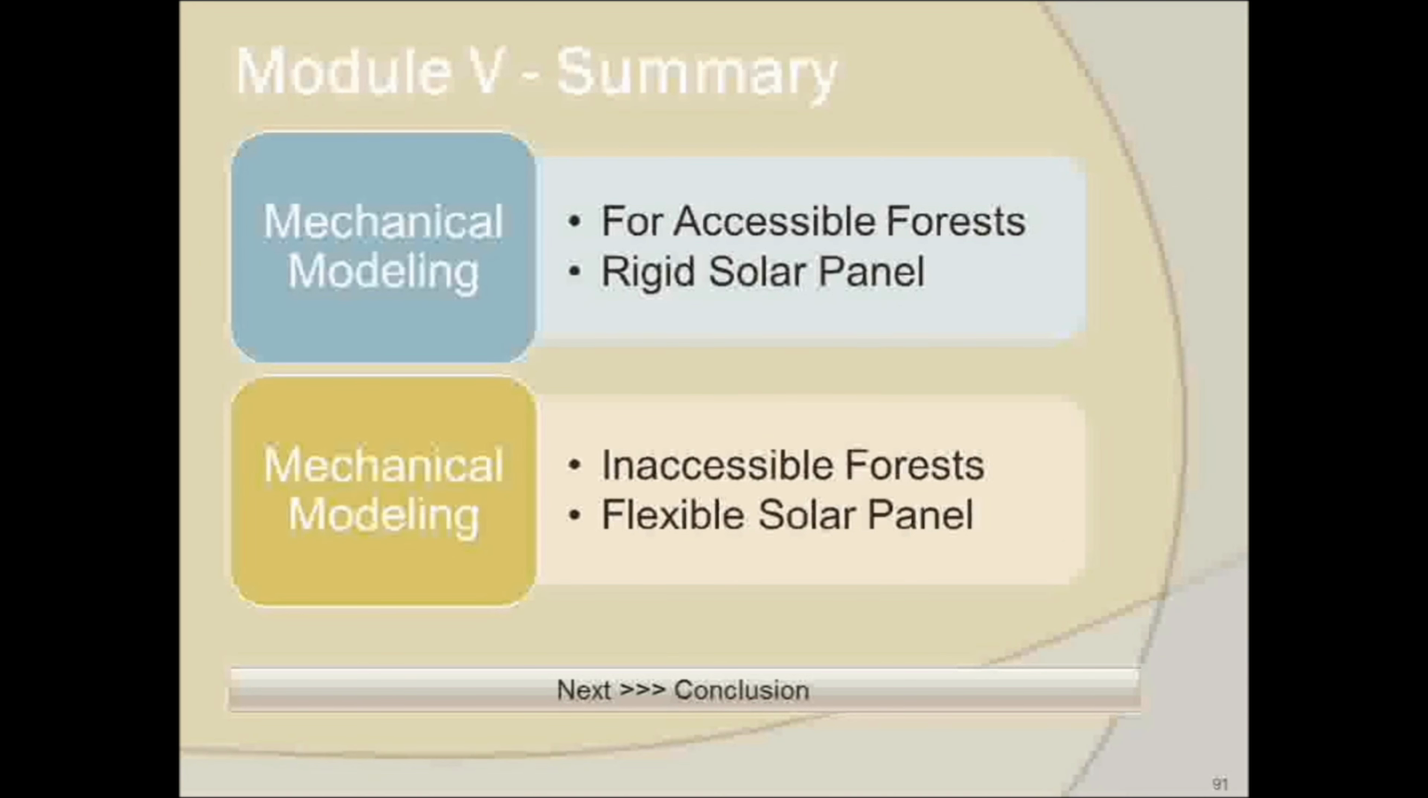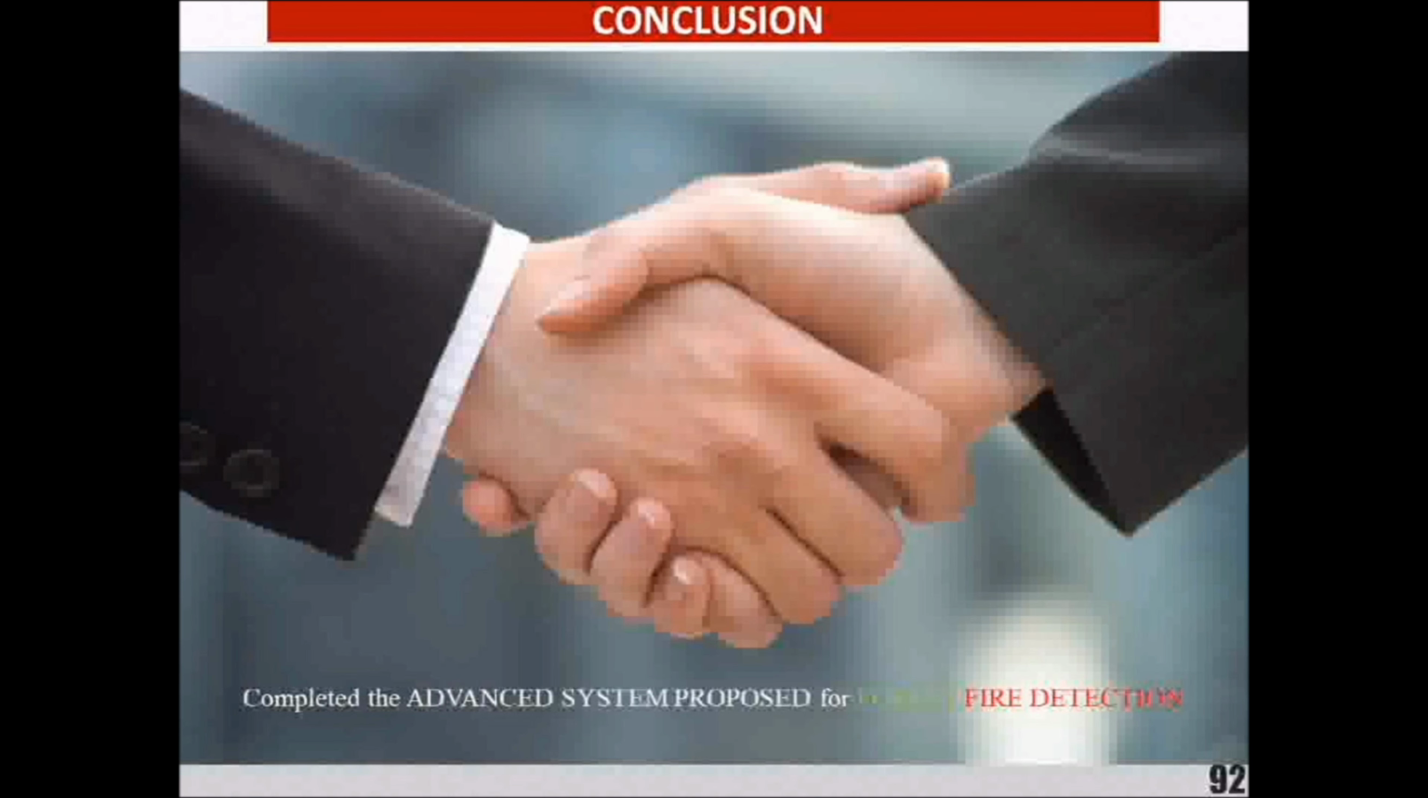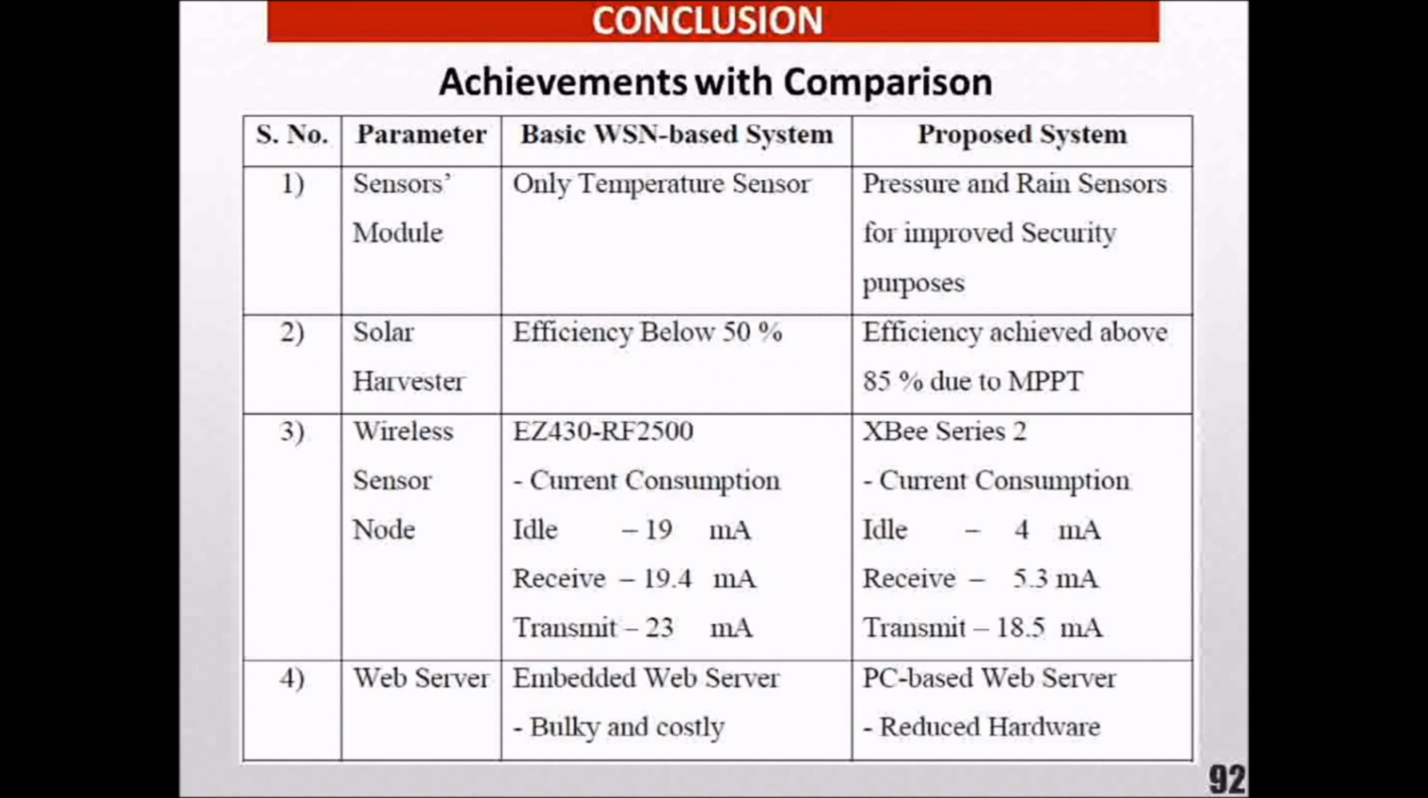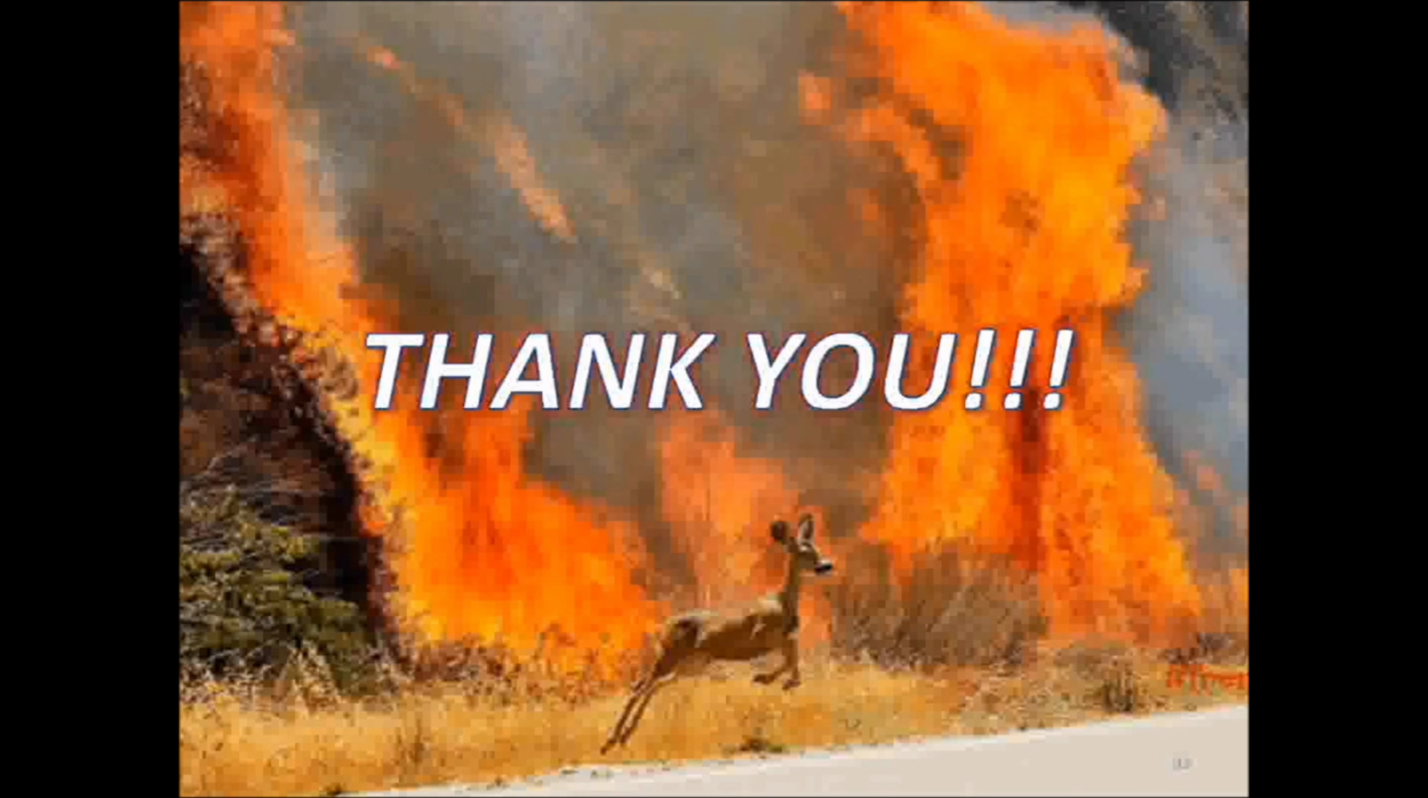Now we have completed the entire project. We have seen the mechanical modeling for accessible forest, in which we have used a rigid solar panel, and for inaccessible forest we have used a flexible solar panel. So hereby I conclude that we have completed the advanced proposed system for forest fire detection, and these are the achievements which are shown in the form of comparison between the existing and the proposed system, and everything in the proposed system is achieved, and they were explained before.